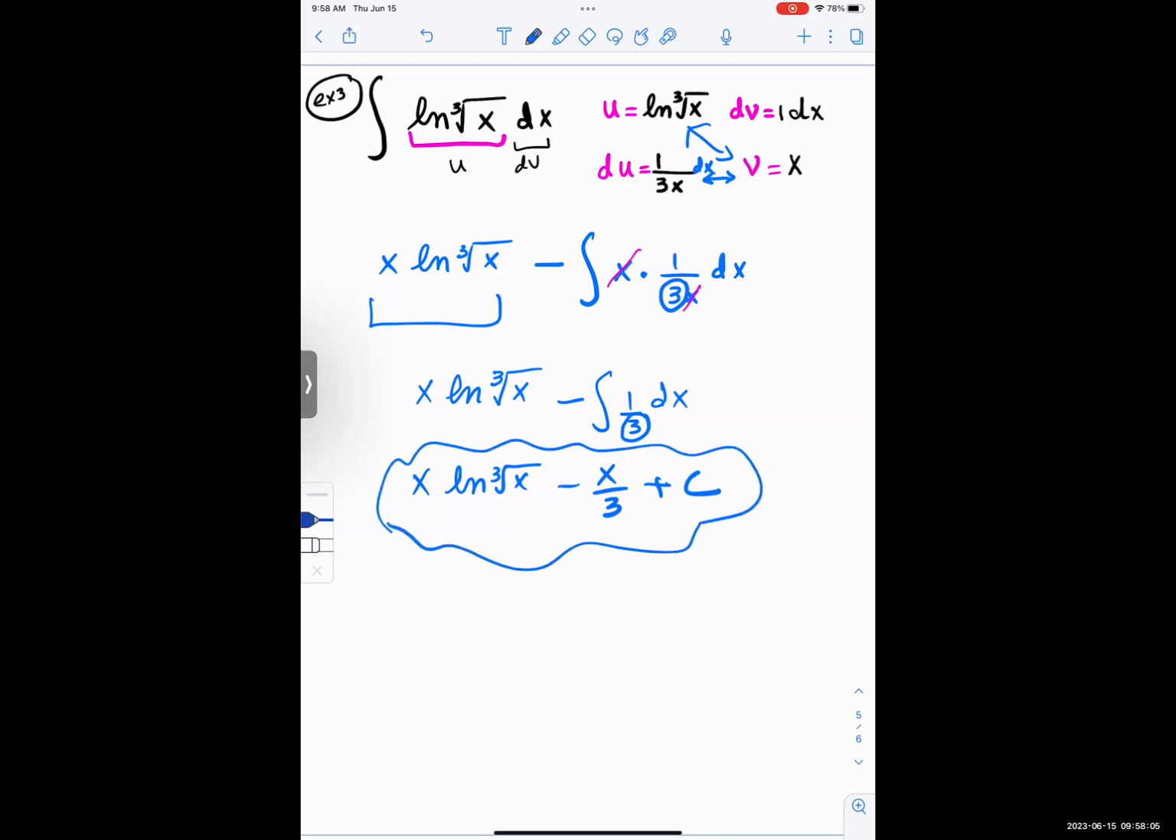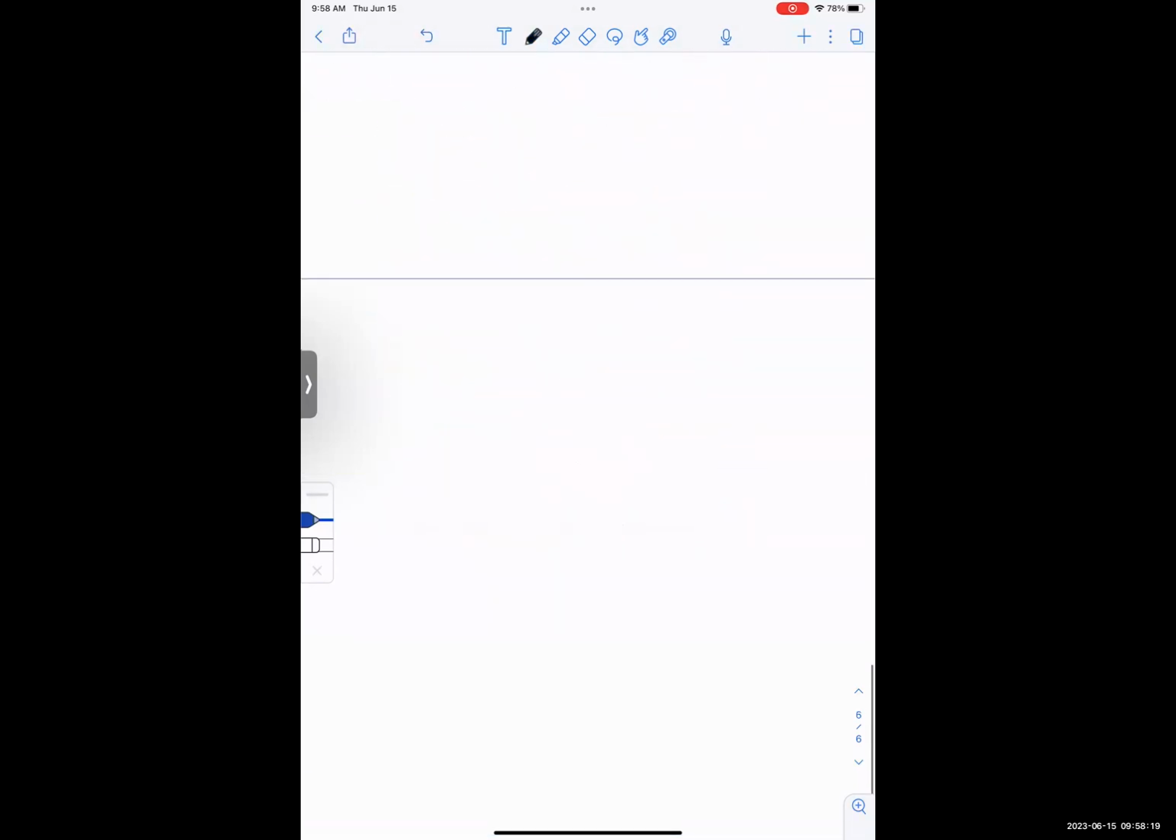Again, feel free to check. You don't have to if you trust your work. Let's do one more. Any questions? Let's do one with trigonometry. Trigonometric function. So example 4.